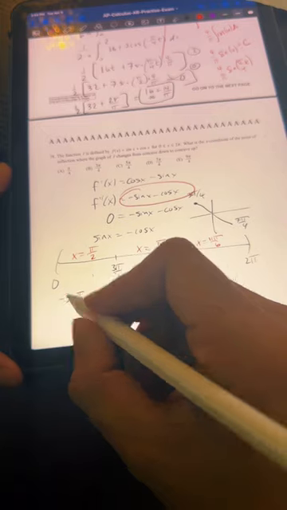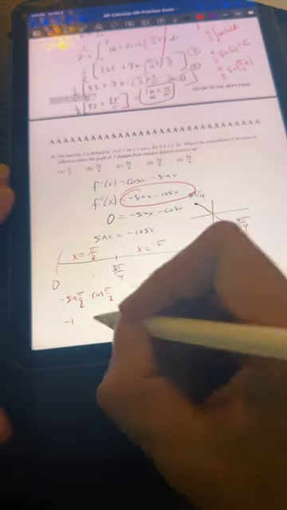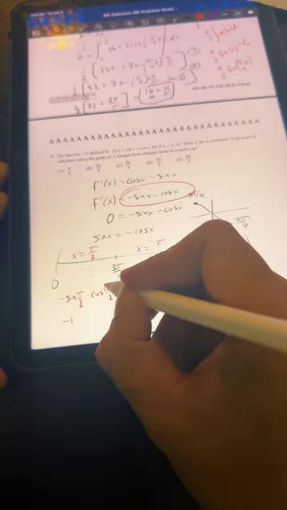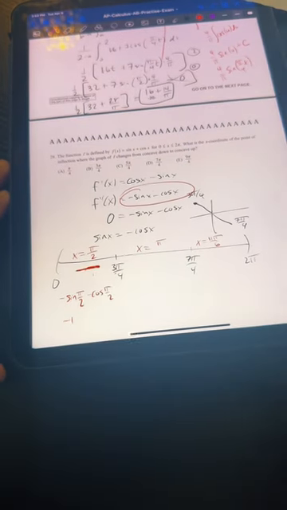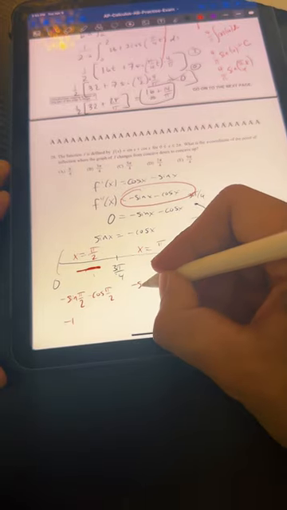Negative sine of pi over 2 is going to be negative 1, because sine of pi over 2 is 1, but with the negative, it's just negative 1. Cosine of pi over 2 is 0. So our answer here is negative. Looking good.